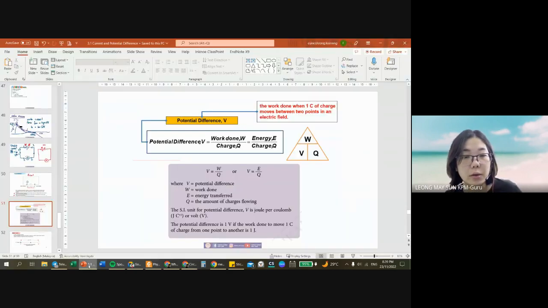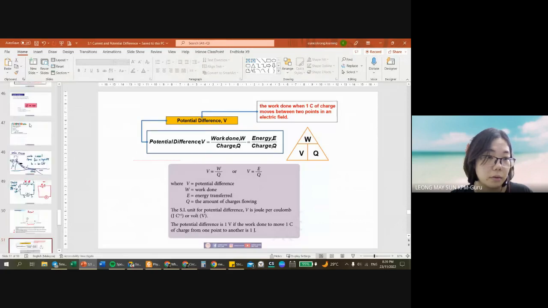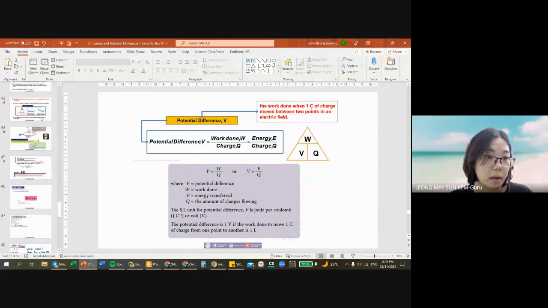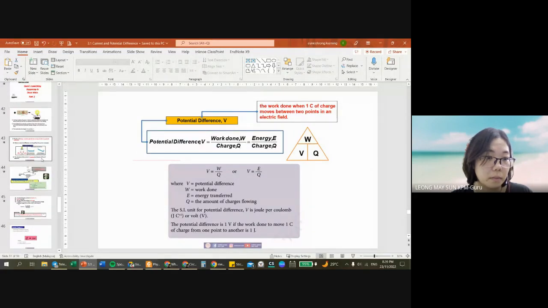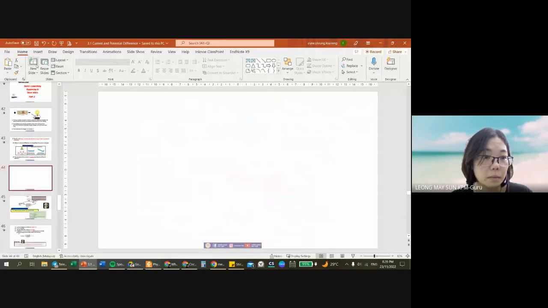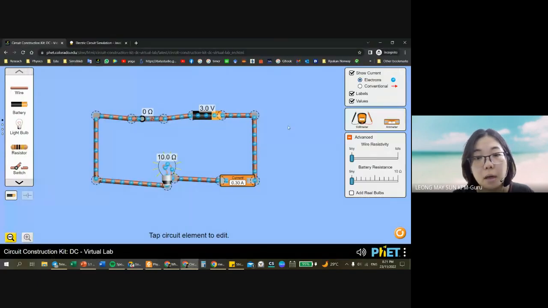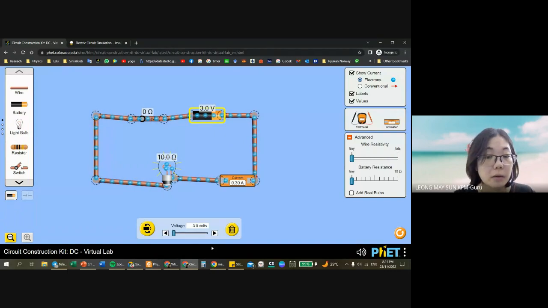Okay, so wait, let's see. I want to bring something out. Okay, so this is 3 volts. Look at the current. The current is actually 0.3 ampere. So please take note and sketch at the side there, because I'm going to increase the potential difference right now in the battery. All right, the power supply supplied by the battery. So I'm going up to 11 volts.